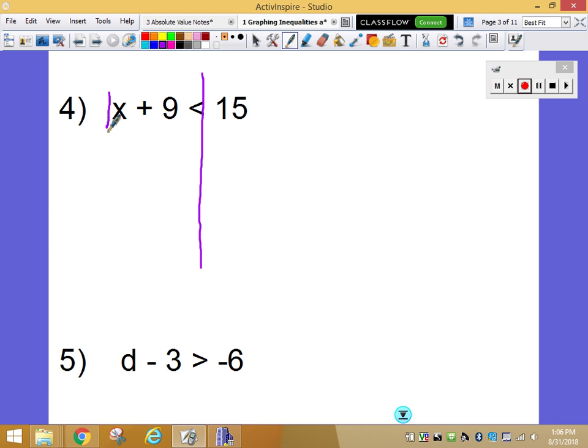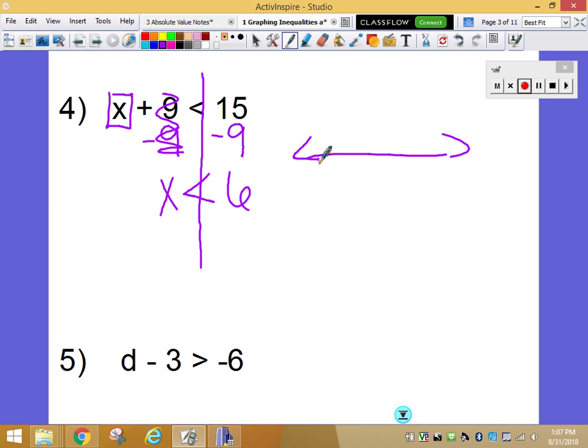So I need to move this 9. And the opposite of plus 9 is minus 9. So my 9's go away. Now, big mistake. Do not bring down an equal sign. You bring down the inequality. Okay, this is not an equation. This is an inequality. And then 15 minus 9 is 6. So let's graph it. It is at 6.